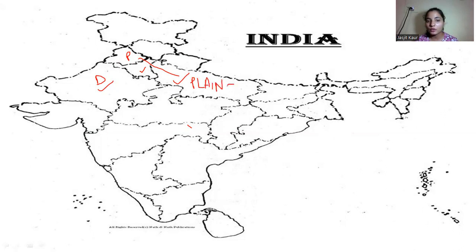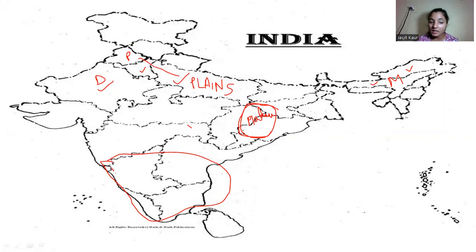Moving forward towards this part, what kind of landform is present here in Arunachal Pradesh, in Assam? Yes, very good. We have mountains here. And what about this area, like these three states? Yes, very good. We have plateau here. And what about these regions? Yes, here we have mountain areas and some plain areas.